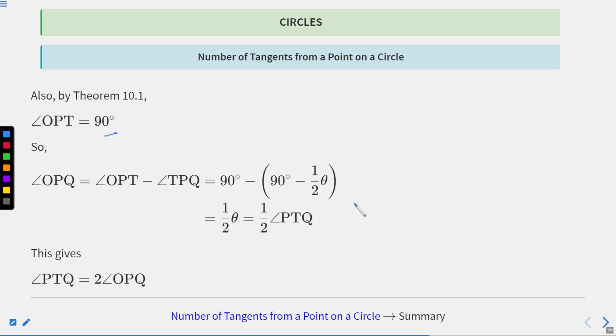Okay, so since angle PTQ is equal to theta, this is equal to 1 by 2 angle PTQ, and this gives us angle PTQ equal to 2 times angle OPQ. So angle PTQ is equal to 2 times angle OPQ.